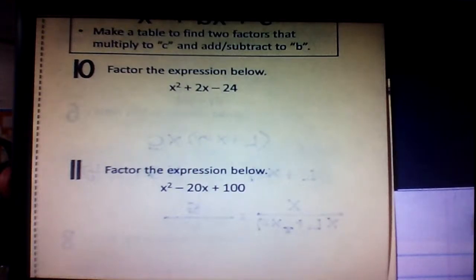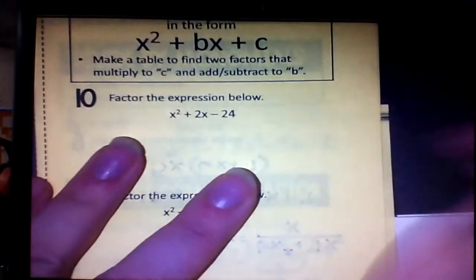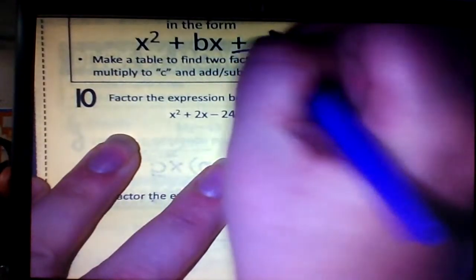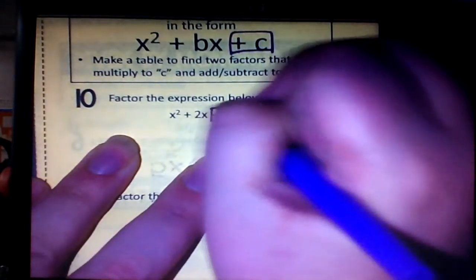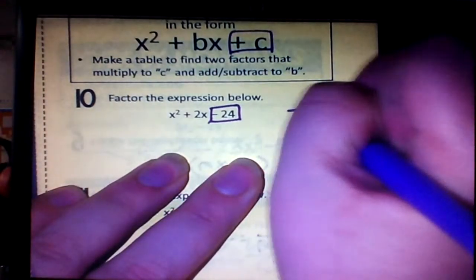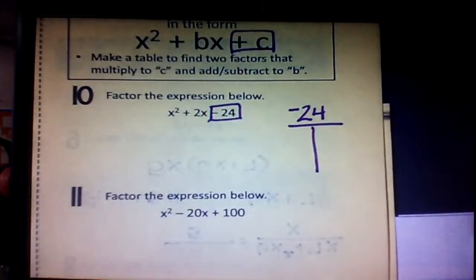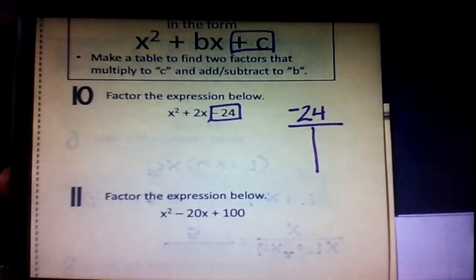So most of you are going to look at this point and say, well, I can't do anything. Wrong. You can now factor this. So we need to factor what I call my C term. My C term is your constant. So we're going to find the factors of negative 24. What numbers can I multiply together that will give me negative 24?